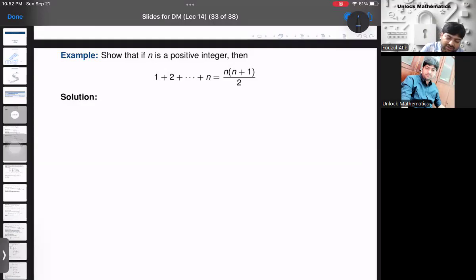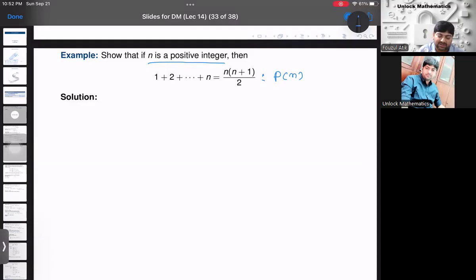So what we will do, we assume that this statement is P(n). Then you have to prove that P(n) is true for all positive integers n. How do you prove that? You have to prove two steps. One is the basic step, another is the inductive step, right? So what will be the basic step? Since n is a positive integer, and positive integers start from 1, you have to prove that P(1) is true.